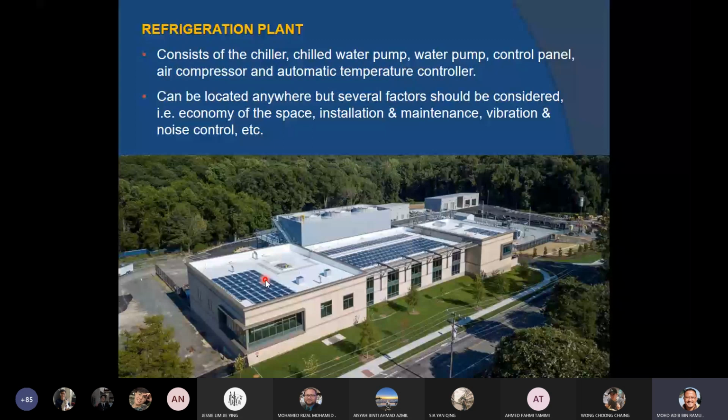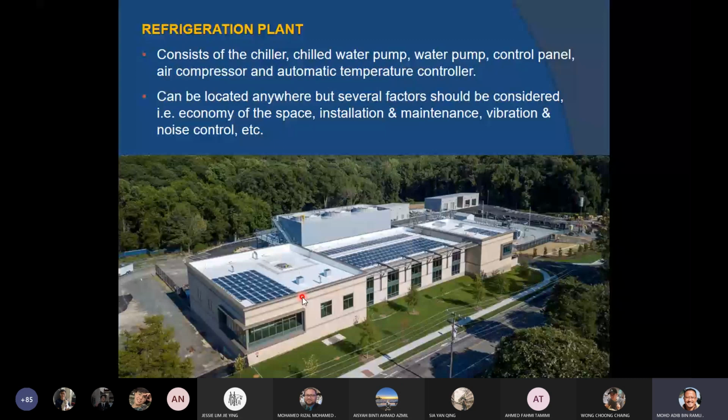For bigger developments, the number of chillers and pumps required in the refrigeration plant room would be more compared to a smaller building. So I believe this development is quite huge, and the plant room is quite huge as well, consisting of many chillers inside. You can also see at the back, these are the cooling towers, connected to the plant room. So in this case, the refrigeration plant and the cooling towers are located side by side, right?